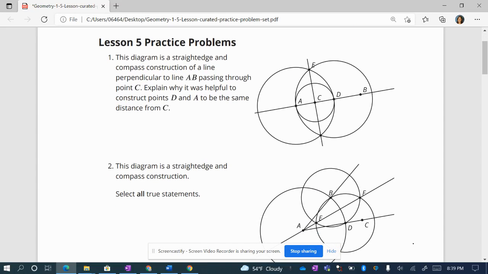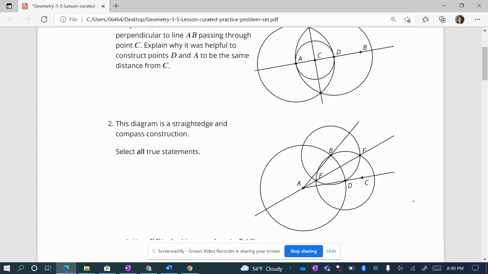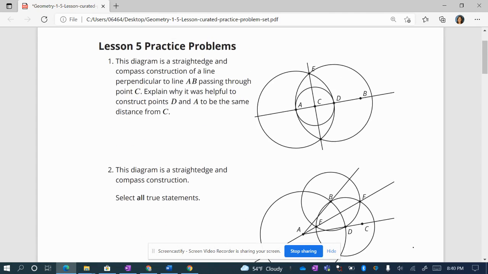Here's a straight edge and compass construction of a line perpendicular to line AB passing through point C. Explain why it was helpful for them to construct points D and A to be the same distance from C. By making A and D the same distance from C, they made C the midpoint of segment AD.